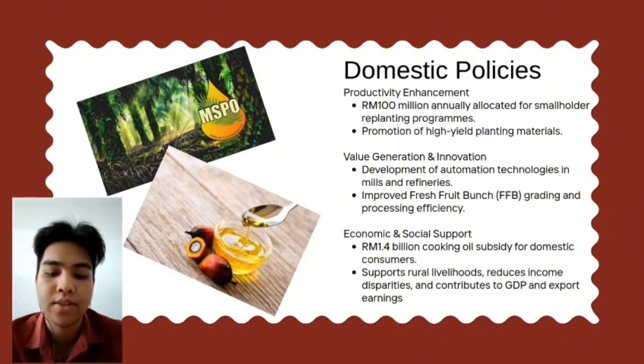And the last one is economic and social support: 1.4 billion cooking oil subsidy for domestic consumers. It also supports rural effort, reduces income disparities, and contributes to GDP and export earnings.